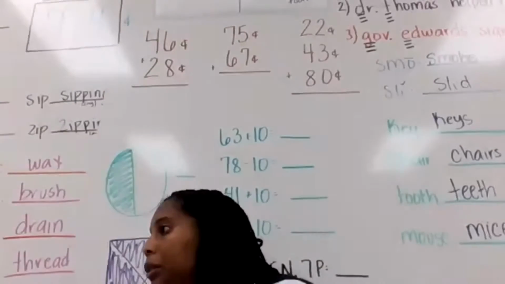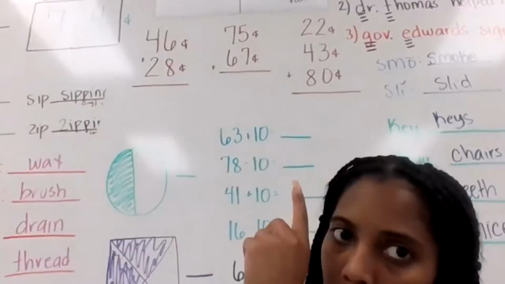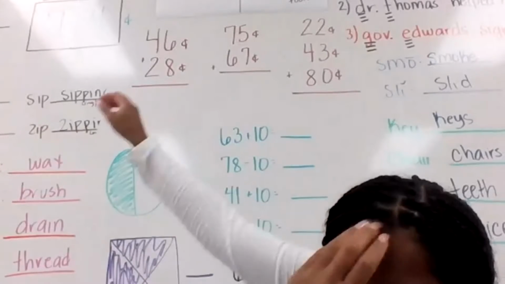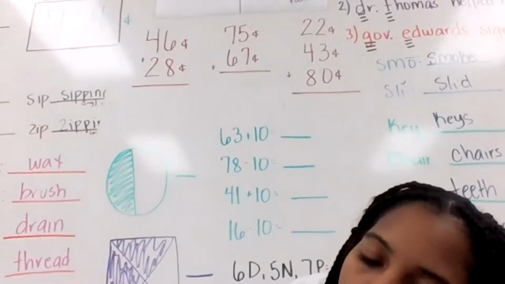Miss Legends, what page are we on? We're not in the book. We're just working on the board. So we're completing the facts on the board right here. 46 cents plus 28 cents.